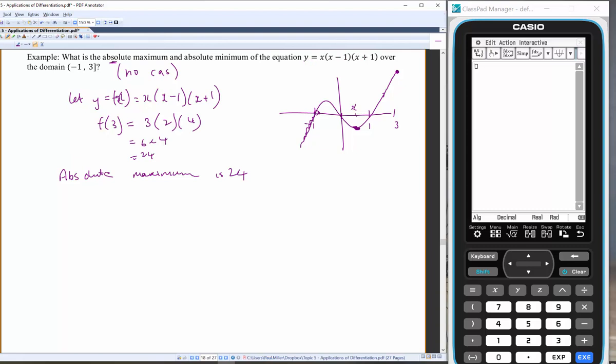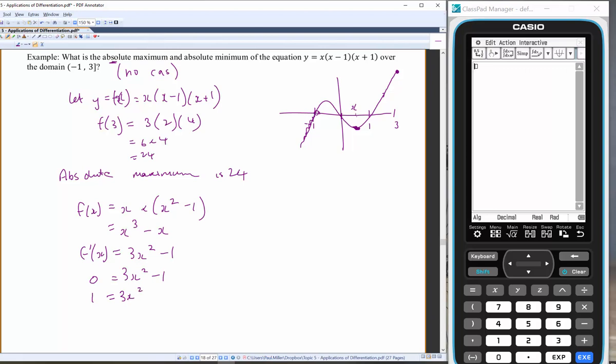Well, what we do is we get a gradient function and let the gradient function equal 0. So let's just do that. I'm going to say that f of x equals x times, now this is just difference of perfect squares, so that's x squared take 1, which equals x cubed take x. That means that f dash x is going to be 3x squared take 1. 0 equals 3x squared take 1.